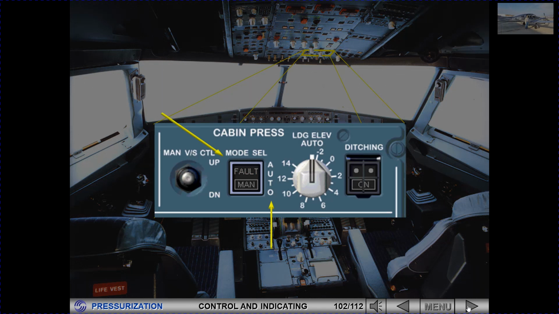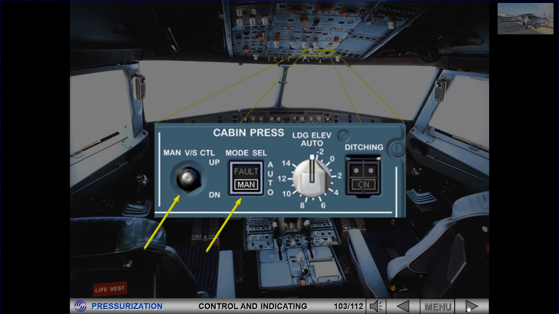The pressurization mode select switch has two settings, automatic and manual. The normal position for this switch is lights out. In this position, the pressurization system is in automatic mode. The mode select switch enables the system to be used in manual mode in case of failure of the automatic function.